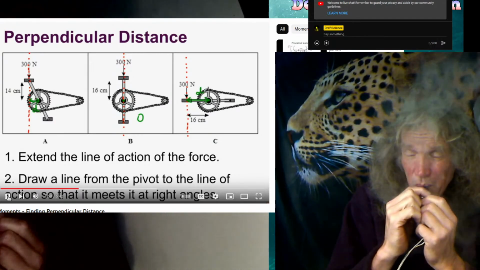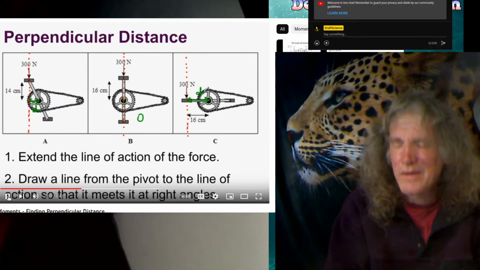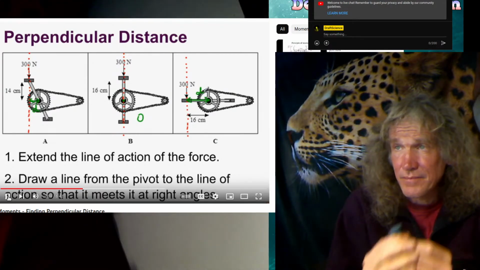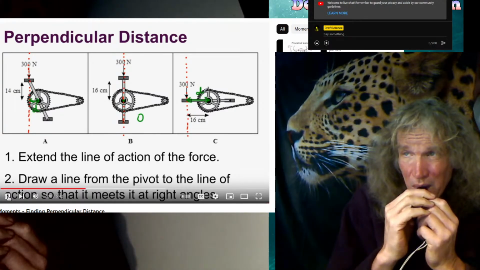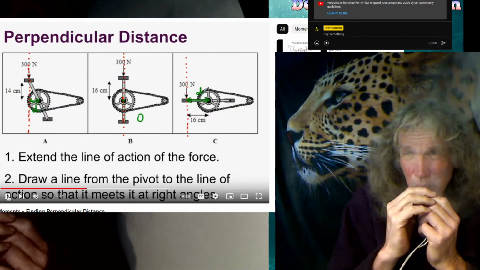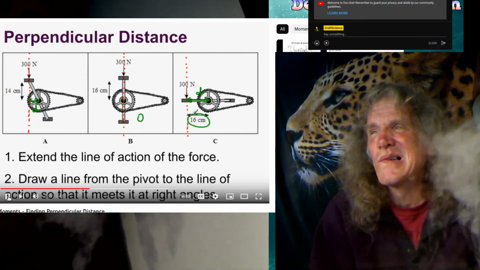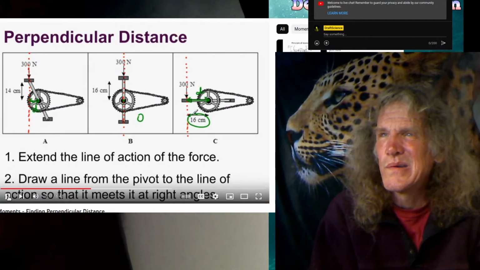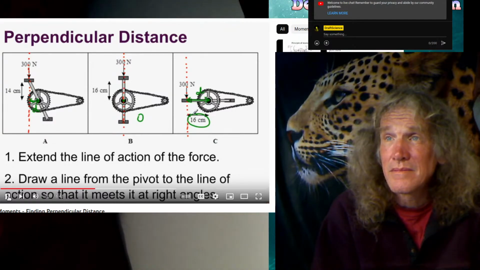Now, this is A-level, so you need to be able to go a bit further and not only identify where D is, but calculate what it is. For us, this is pretty simple in all 3 cases, it turns out. In C, we know what D is because they tell us it's 16 centimeters. In B, we know what D is because we just worked out it's 0. But in A, we're not immediately sure what D is, so we've got to use some other technique to calculate it.